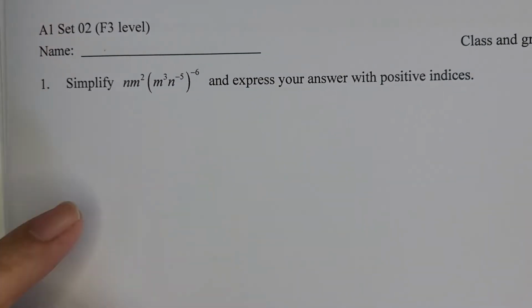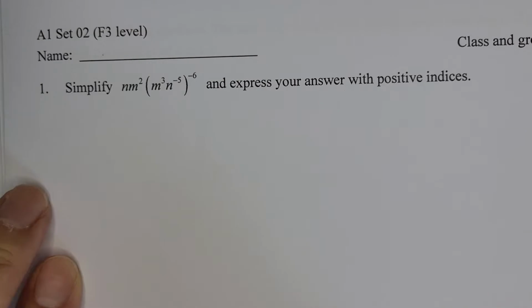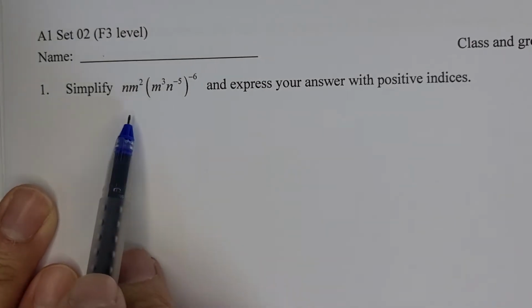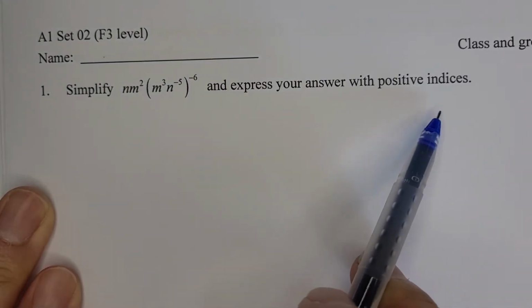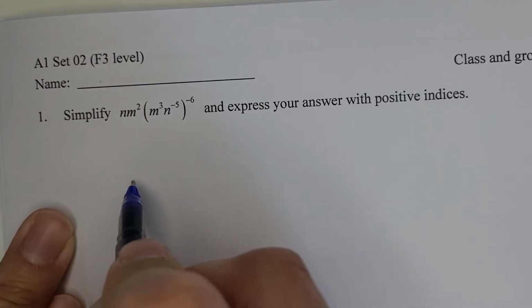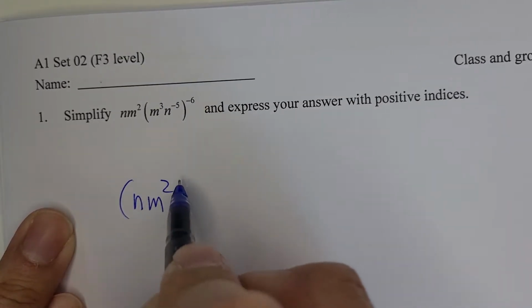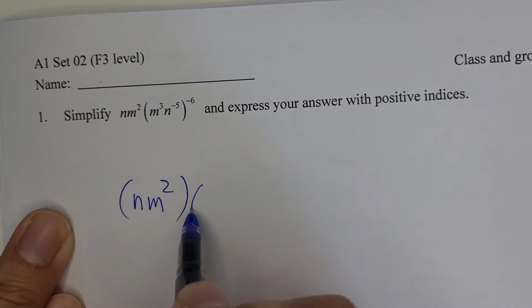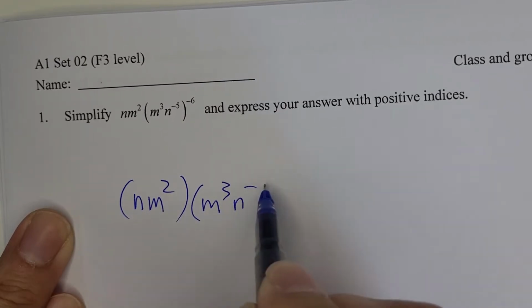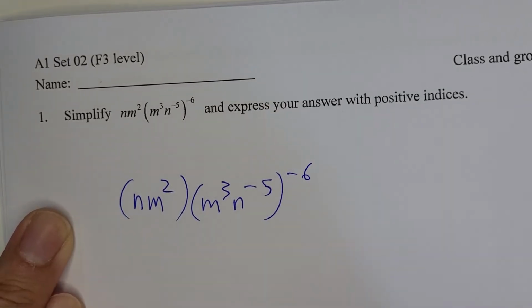Okay, let's look at the solution of this paper. For question number 1, simplify this expression and give your answer with positive index. So m squared multiplied with (m cubed n to the power negative 5) to the power negative 6.